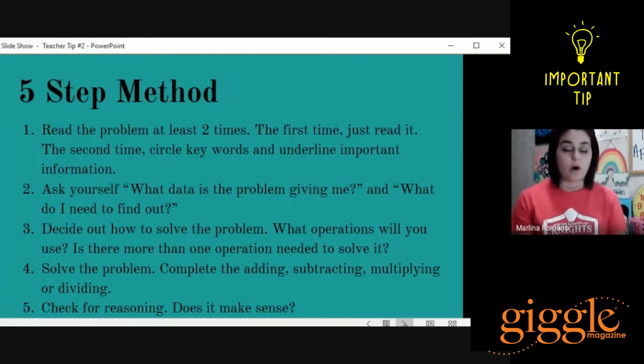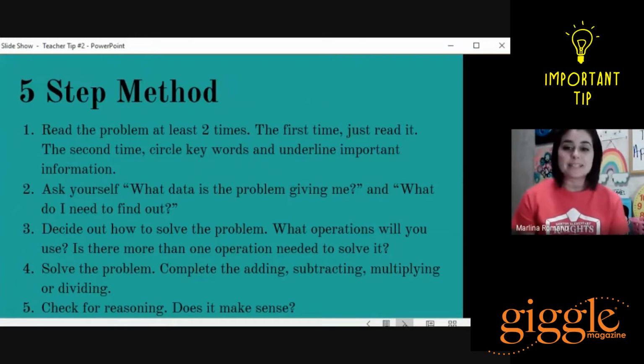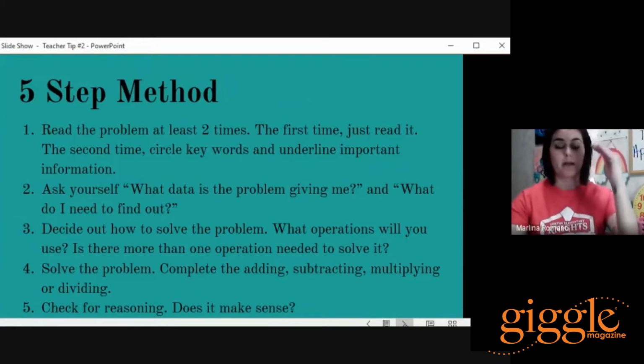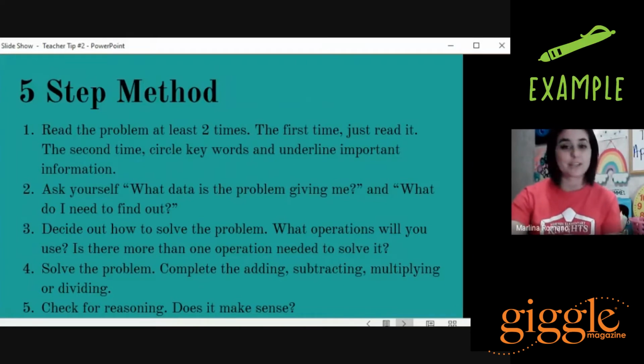Step 4 is where you are going to solve the problem. Write out those equations and actually do the arithmetic and adding, subtracting, multiplying, dividing, or a combination of any of those. And finally, step 5, you're going to check for reasoning. Does it make sense? Is there a way you can double check yourself? And I do want to note that it is really common for students to go from step 1 and jump all the way down to step 4. But I highly recommend using this method and making sure they go through steps 1, 2, 3, 4, and 5, because that's going to increase the understanding that they have of the problem and also increase the accuracy of their answer.